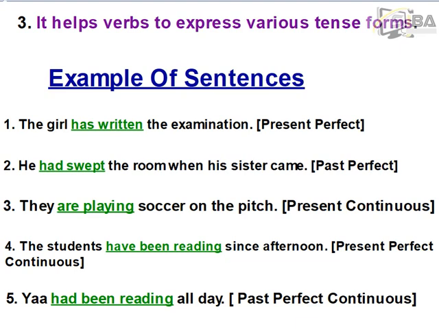The third one: They are playing soccer on the pitch. So are is in the present. Therefore, the sentence is present continuous. You see the main verb is ending in ing. The fourth one: The students have been reading since afternoon. That one is present perfect continuous because the main verb is also ending in ing form.